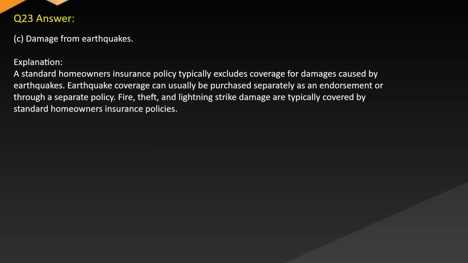Answer. C. Damage from earthquakes. Explanation. A standard homeowners insurance policy typically excludes coverage for damages caused by earthquakes. Earthquake coverage can usually be purchased separately as an endorsement or through a separate policy. Fire, theft, and lightning strike damage are typically covered by standard homeowners insurance policies.